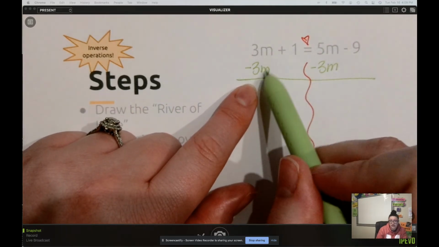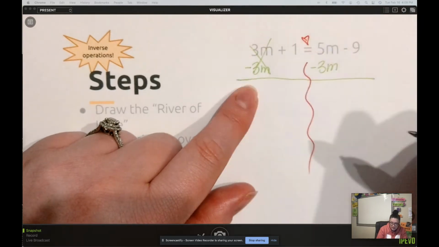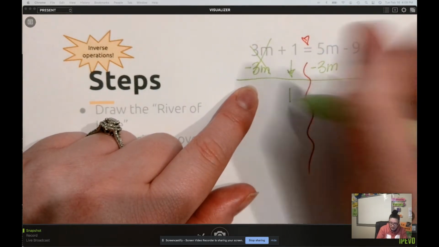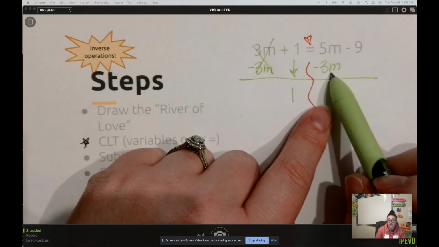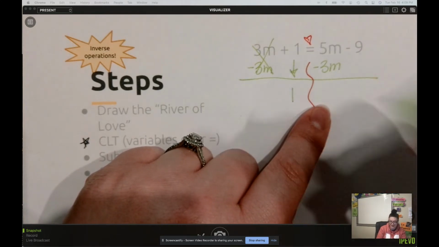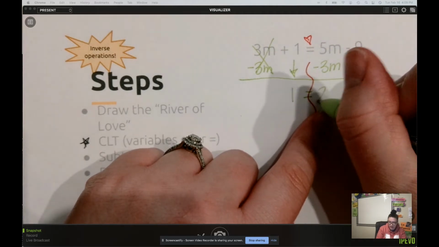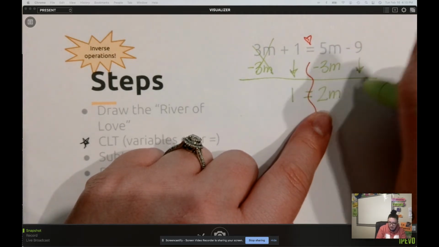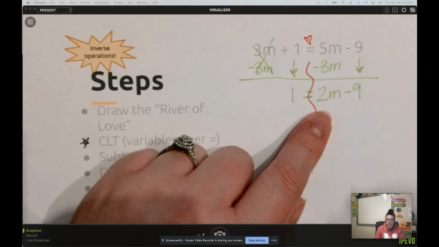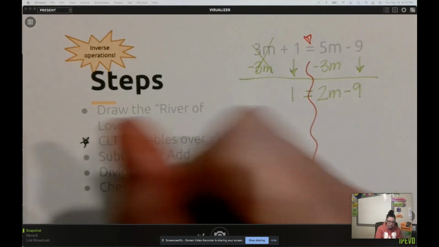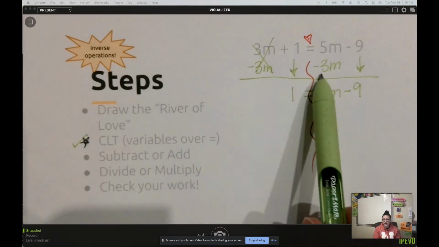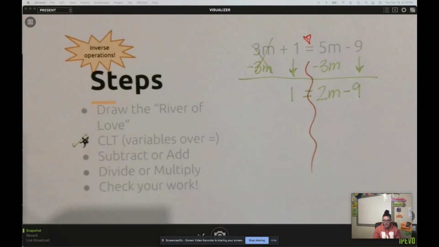So this positive and negative 3m, they eliminate each other. I bring down that positive 1. What's 5m minus 3m? Spoiler alert, it's 2m. And then I bring down that minus 9. And now my equation looks the exact same as we were used to seeing. We just have that one extra step of combining the like terms.